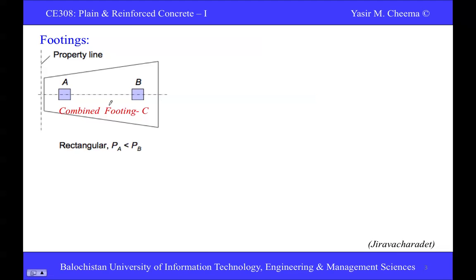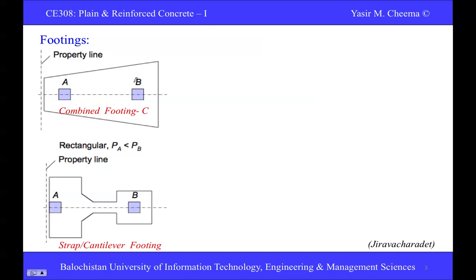In this combined footing, you see here, it is assumed that the load acting at column A is less than the load acting at B. The loads transferred to column A are lesser than those of column B. So that's why column A requires a lesser area of transmission and column B requires a larger area.